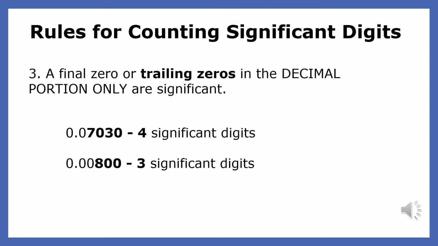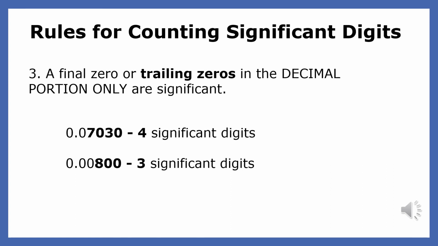Rule number 3, a final 0 or trailing zeros in the decimal portion of a number are always significant. The leading zero, 0.0, that doesn't count. Only the bolded numbers are actually significant. So 7, 0, 3, 0, all of those are significant. That number has 4 significant digits.